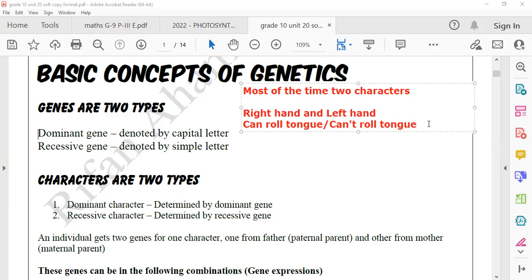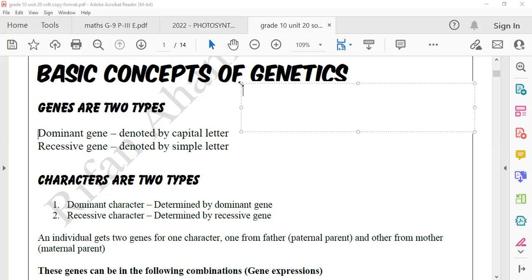Like this, we can say for every trait, this is dominant, this is recessive. Understood? There are 2 types of characters. One we call dominant character. It is decided by a dominant gene. Another one we call recessive character. It is decided by a recessive gene.